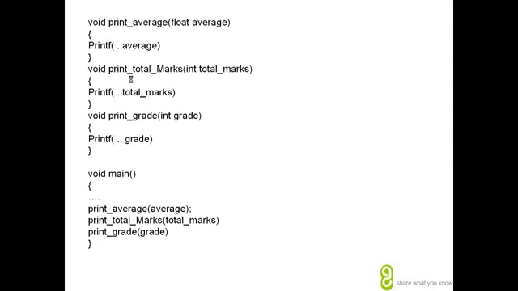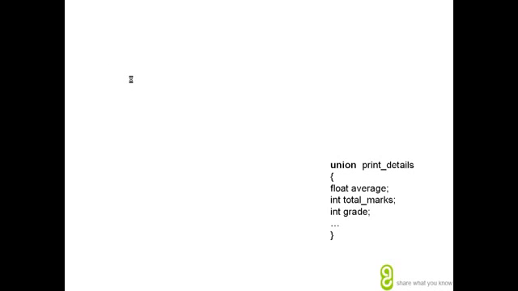Now going back to the next thing, union. When to use union? Let's see, I have 3 functions. One function is print average, another one is print marks, another one is print grade. The average takes a float and the other 2 take int. It all does the same, just printing, but my code base is getting bulkier. So is there an elegant way to solve this problem? The answer is union.